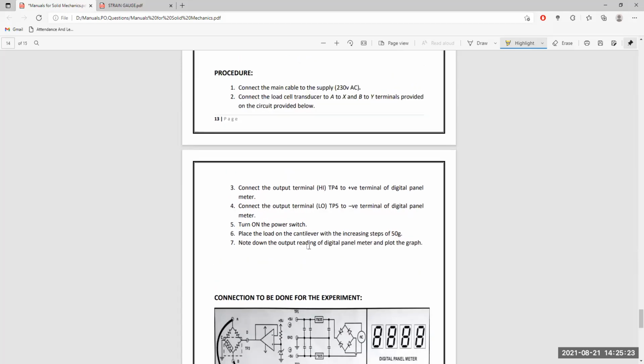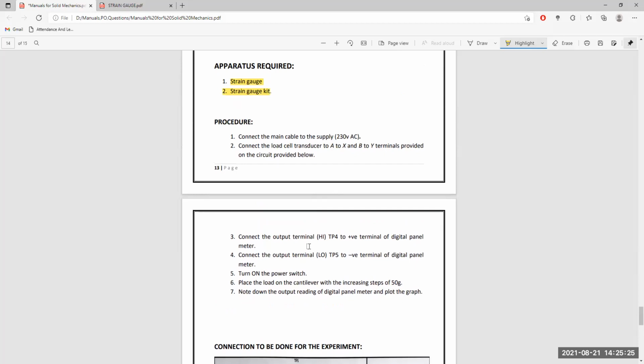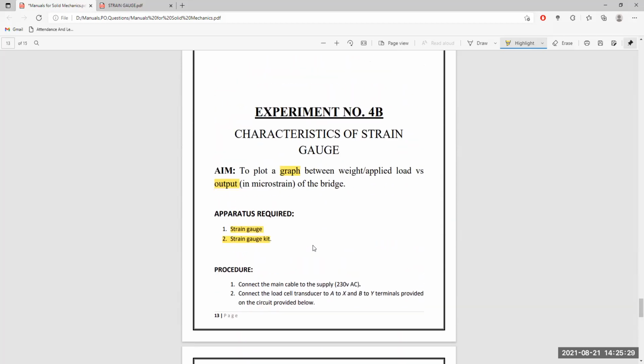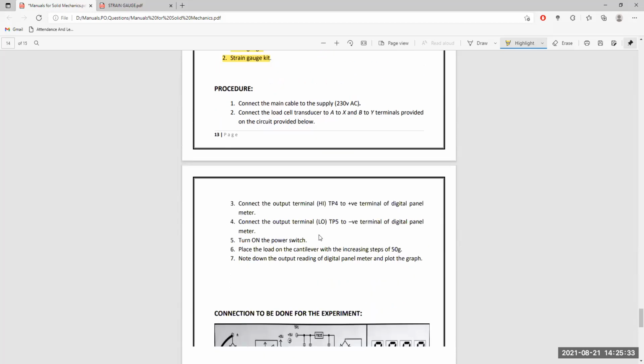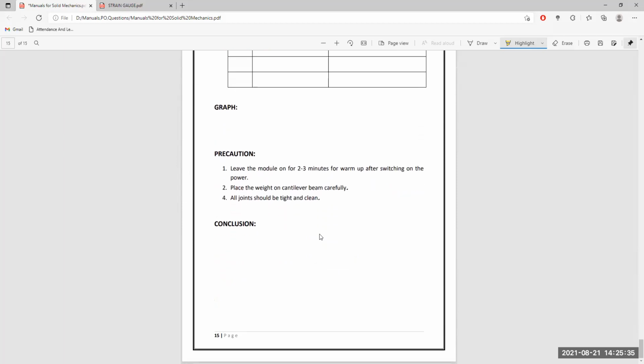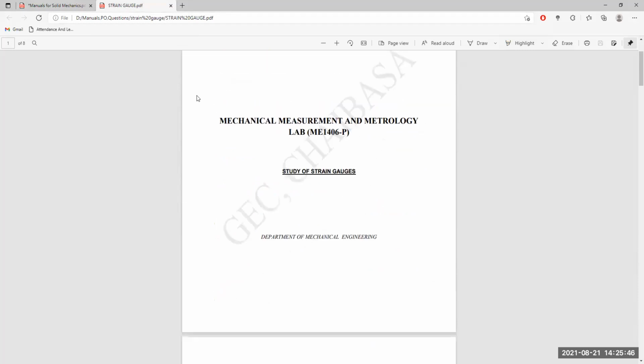So here we are plotting the load versus the output in microstrain of the bridge itself. Let us go through another strain gauge itself.